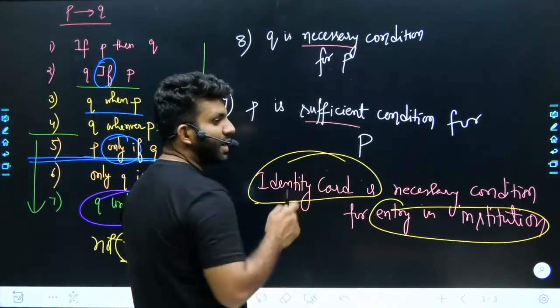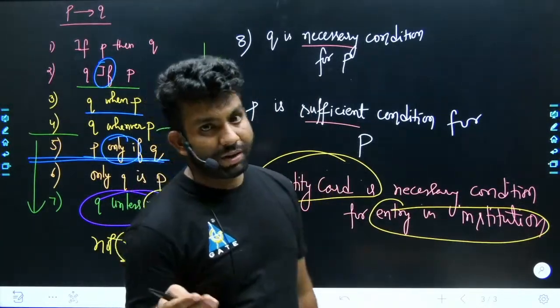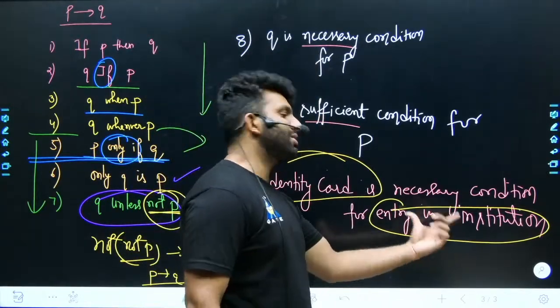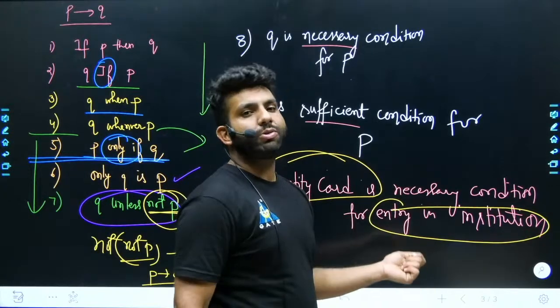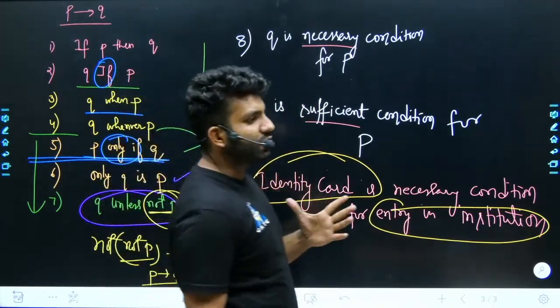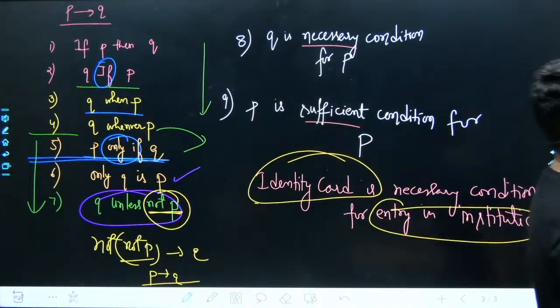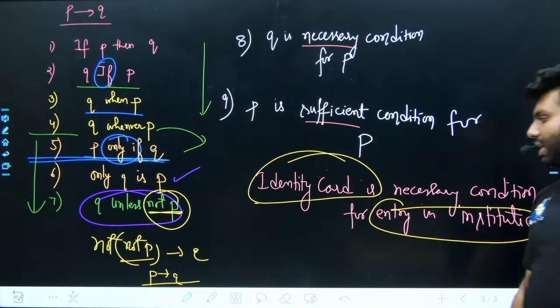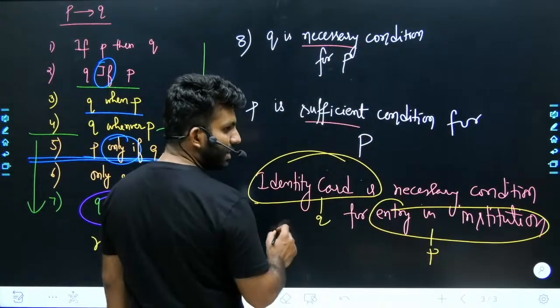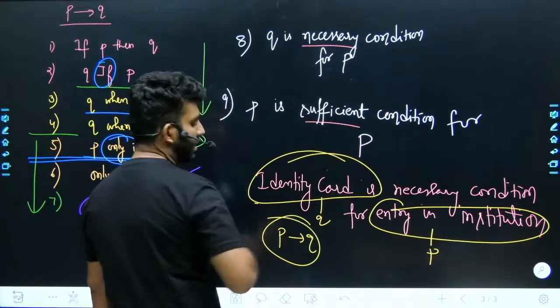If someone has an identity card, he will be allowed or not, I cannot guarantee that. But this is for sure: if someone has got an entry into the institution, then it means he has an identity card. Yes or no? Just tell me. So that's why I will say if this is P, this is Q, then P implies Q. Is it clear, everyone?